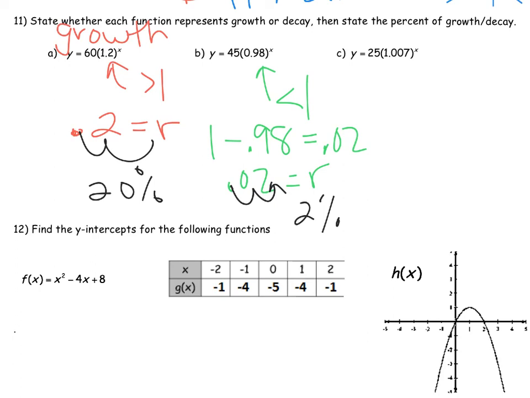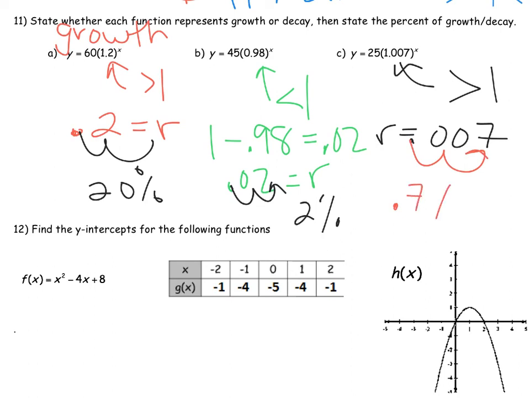Okay, very quickly moving along, if I look at letter C, that number is greater than 1. How much greater than 1 is it by? 0.007. That's the rate of growth. If I want to write this as a percentage, I've got to move the decimal over twice, which means I have a 0.7% growth. All right, very quickly, I want to move to question number 12, and you guys will be all set and ready to go for tomorrow.